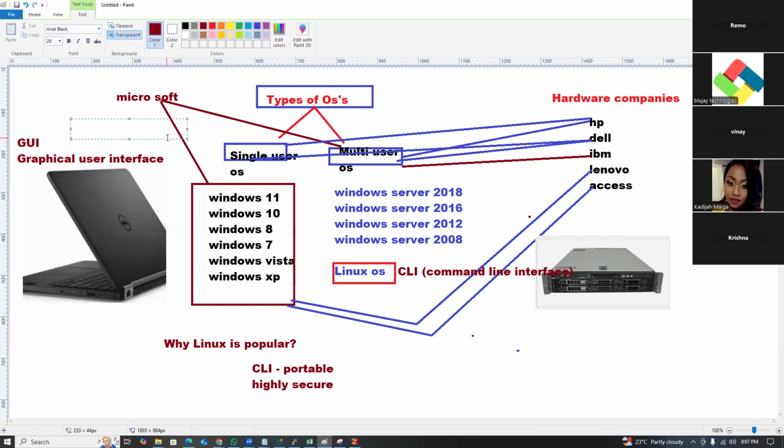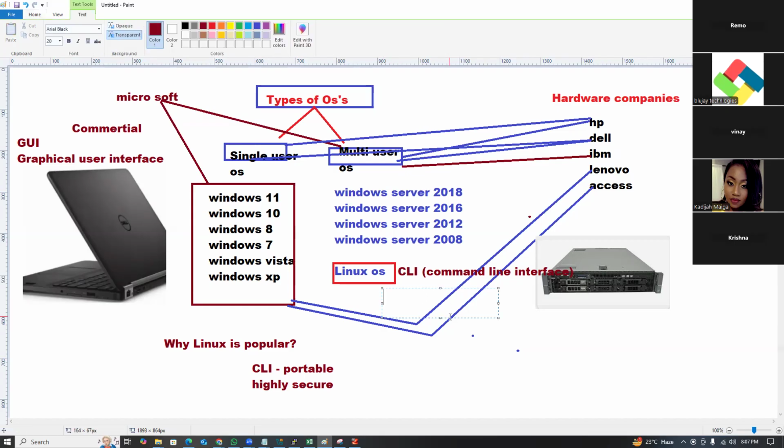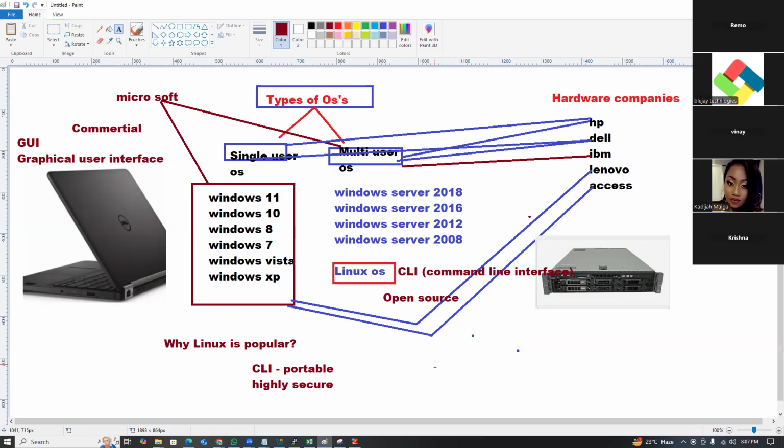Microsoft is something like commercial. If you want to use these Windows Microsoft products, definitely we need to buy them before using. We need to buy the licenses, otherwise we cannot use them. But Linux is open source. He released it as open source and commercial open source. CLI, GUI. Now you understood, right, guys?